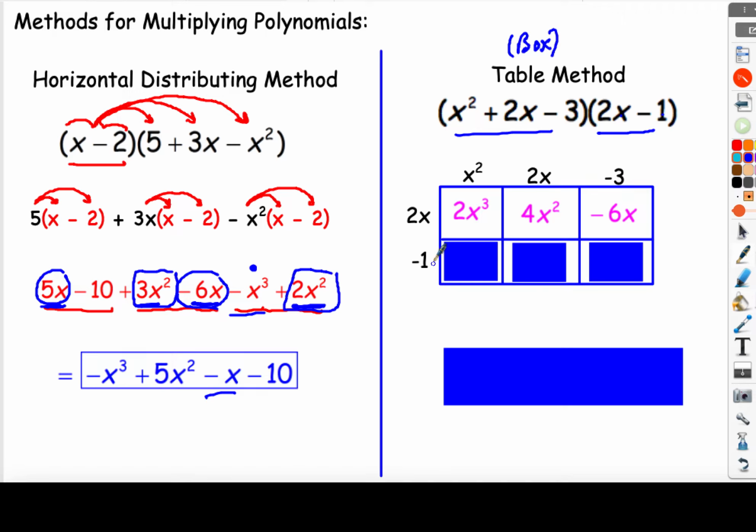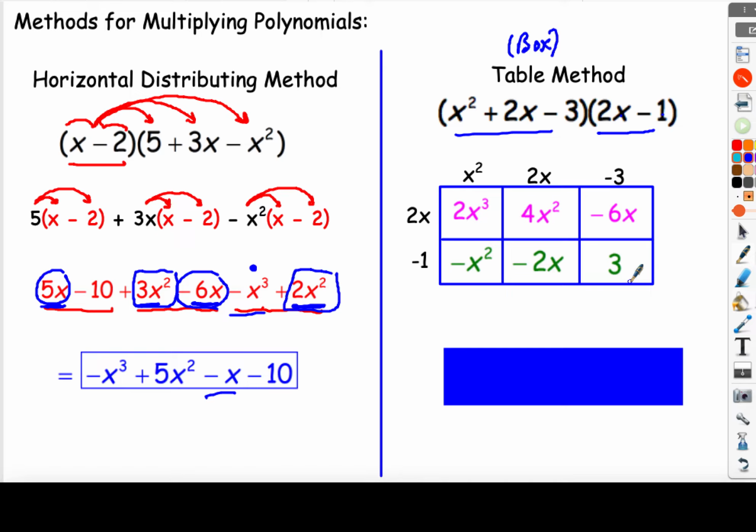So now we're going to move on to the next term, that negative 1. So negative 1 times x squared, negative 1 times 2x, and negative 1 times negative 3 becoming positive 3. After that, we just need to add our like terms up again. And again, you could write those all out in a horizontal fashion if you want to.